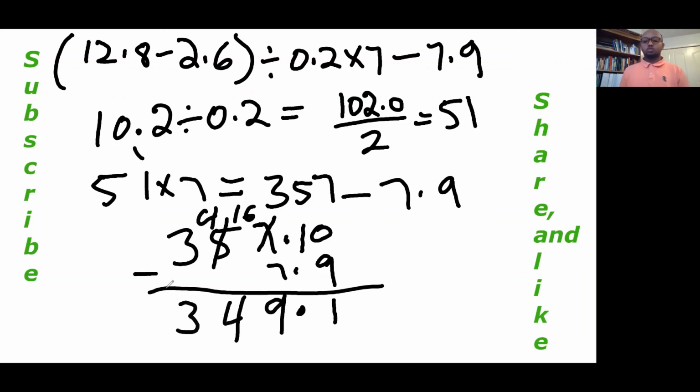I think that's clear. So that is what you need to know. So you have a bracket, you have a division, you have multiplication, you have subtraction. You do the bracket first, division second, multiplication third, then at the end, you get your answer. Okay, so I hope that will be helpful.